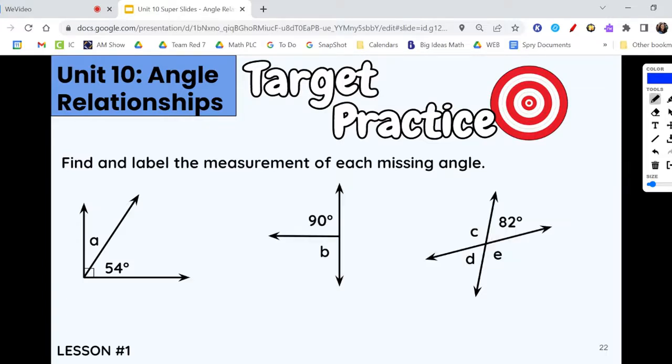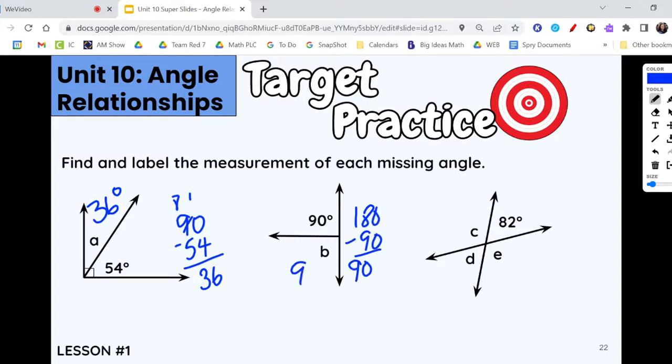All right, so this is a right angle. Right angles add up to 90. So to find out the missing angle, I'm going to have to subtract, and I get 36 degrees. This is a straight line. Straight lines add up to 180. So to find out what the missing angle is, I'm going to subtract, and I get 90 degrees.